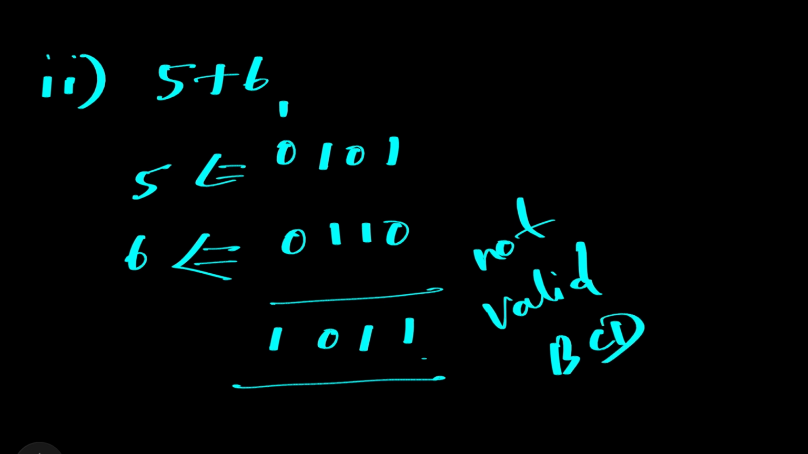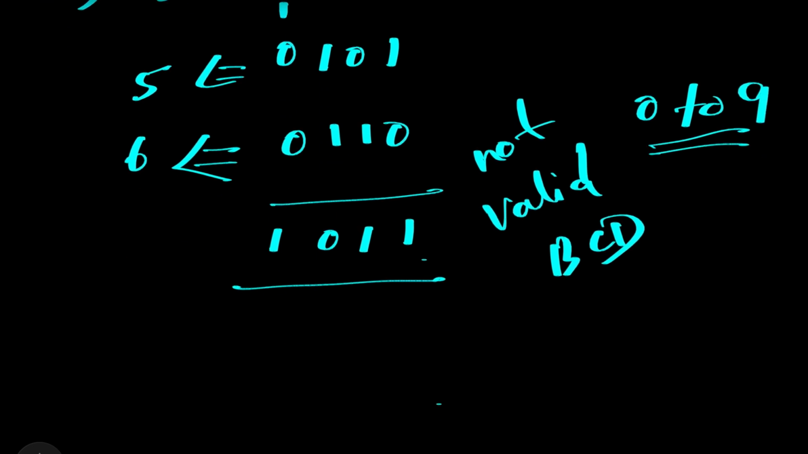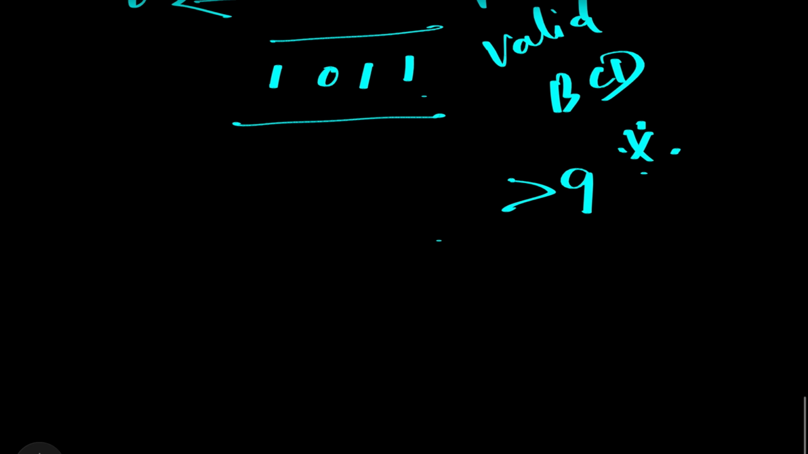BCD. Why? Because the BCD can have only a 4-bit representation, and the 4-bit representation should be between 0 to 9. That alone is a valid BCD. But here 1011, it's not a valid BCD. Why? Because it is greater than 9, and this is a quite important rule in the BCD. So by this point of time, what we have to do? We have to apply the BCD correction, that is on 1011.